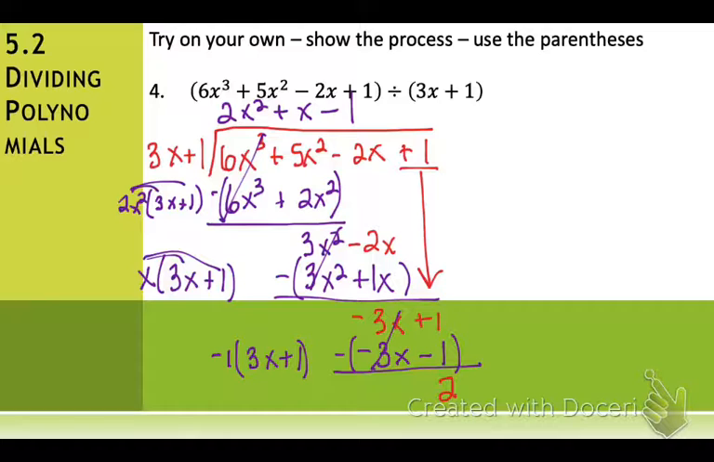All right, I need to finish my answer here. So that means I'm going to have plus 2 over 3x plus 1. So my final answer is that whole thing.